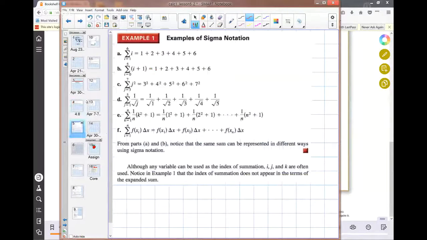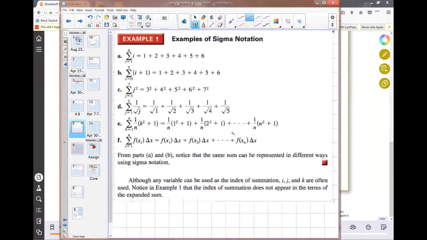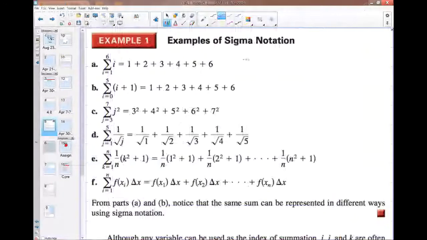So here are some examples of sigma notation from the book. The first one says, all right, just add up the numbers from 1 to 6. I'm going to make this a little bit bigger so you can see it a little bit better. Hopefully that helps. And I should get rid of the pictures. There we go. So that first one, A, says add up all the numbers from 1 to 6. That's what that notation means.